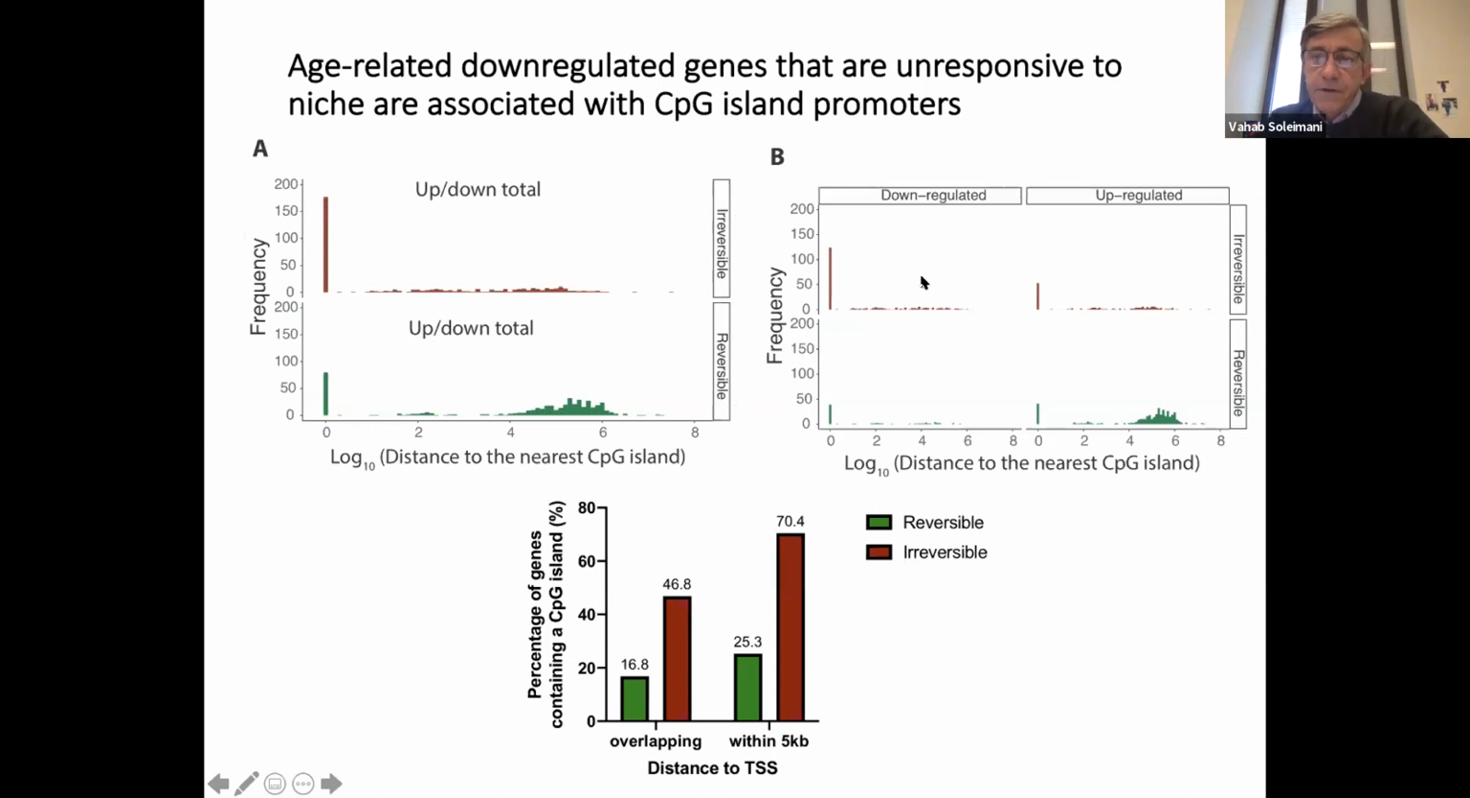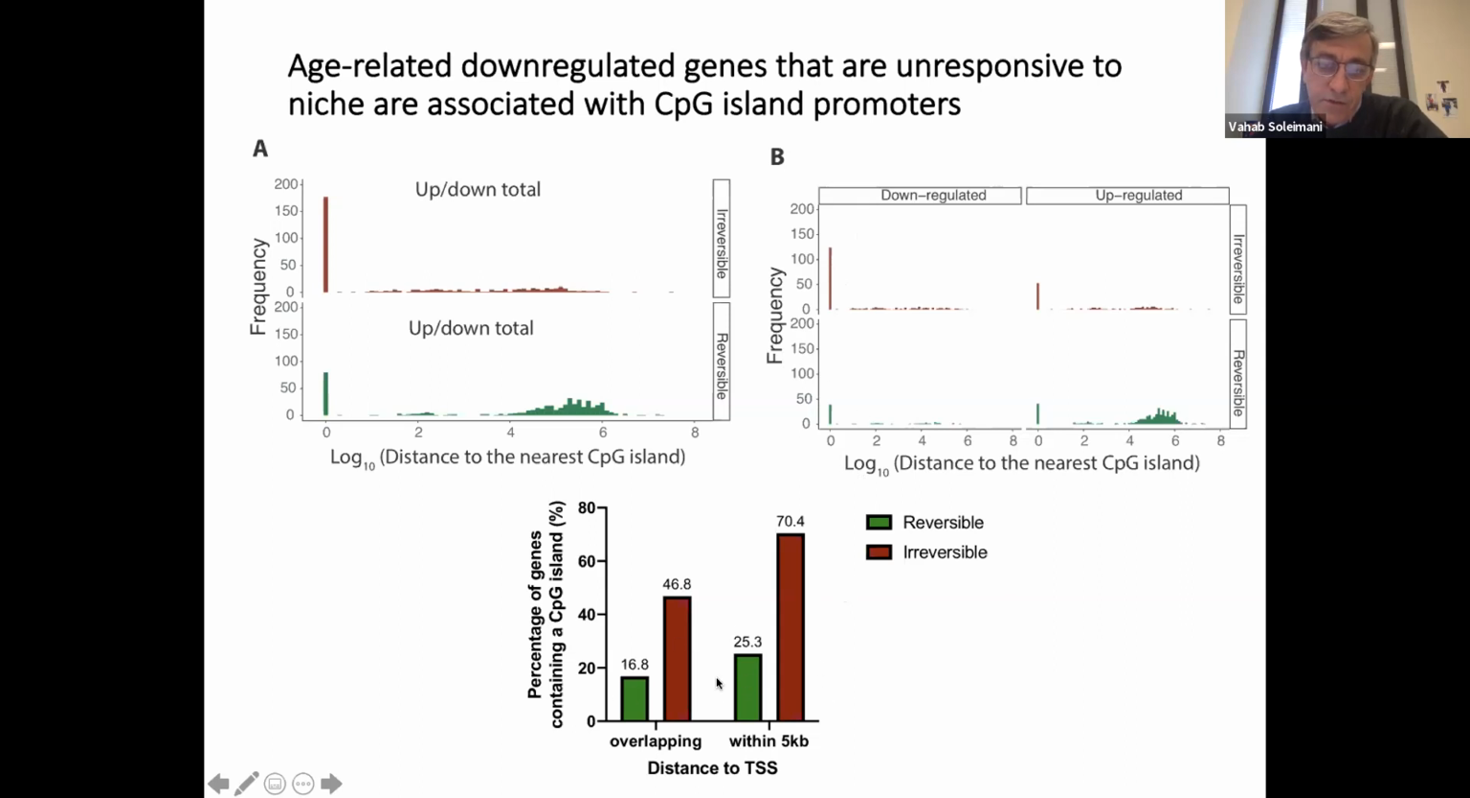Now we can further look at this in down-regulated and up-regulated genes. In the up-regulated genes, there is no difference between reversible and irreversible in terms of their association with CpG island promoters. However, in the down-regulated, remember, these are the ones resistant to the niche environment, you see a very large difference between what is reversible and what is irreversible in terms of the frequency with CpG islands.